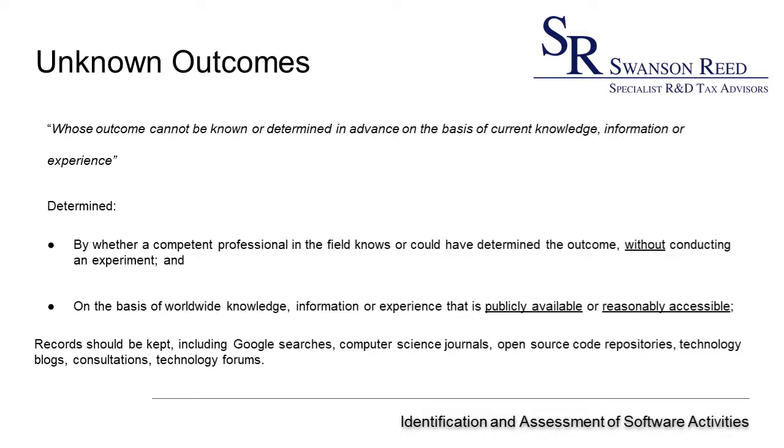Records should also be kept to justify how the company determined that there was a gap in knowledge, requiring them to conduct R&D. For example, applicants could undertake a search of Google, computer science journals, major open source code repositories such as GitHub, or tech blogs, consult with a professional network, and ask questions on a tech forum.